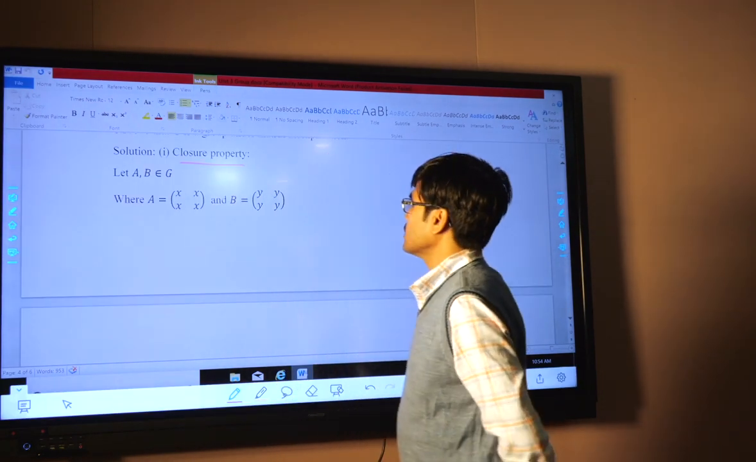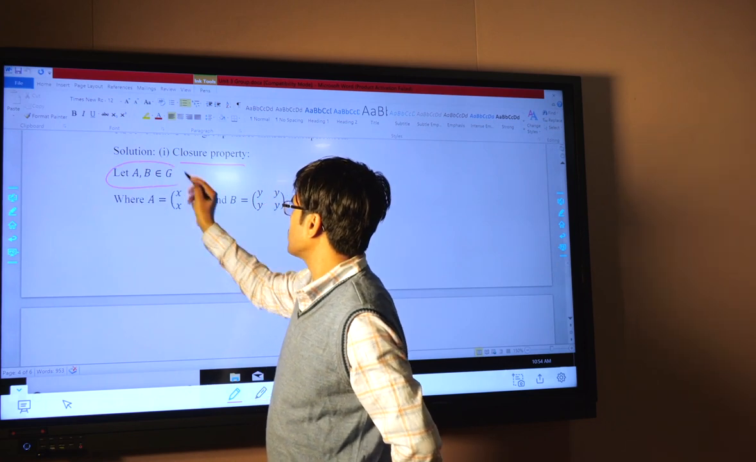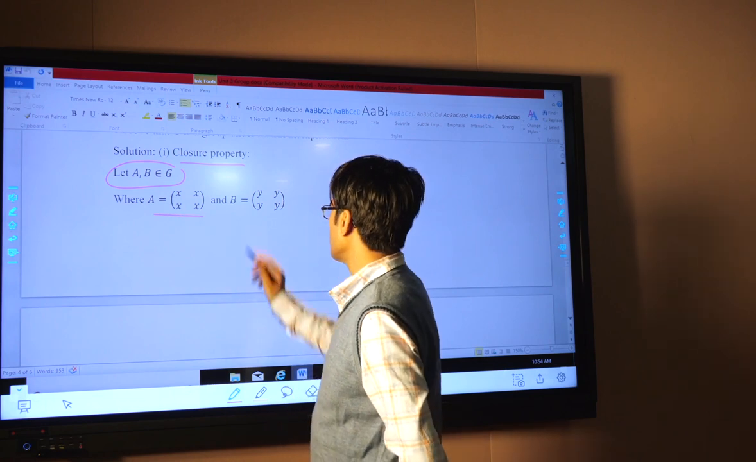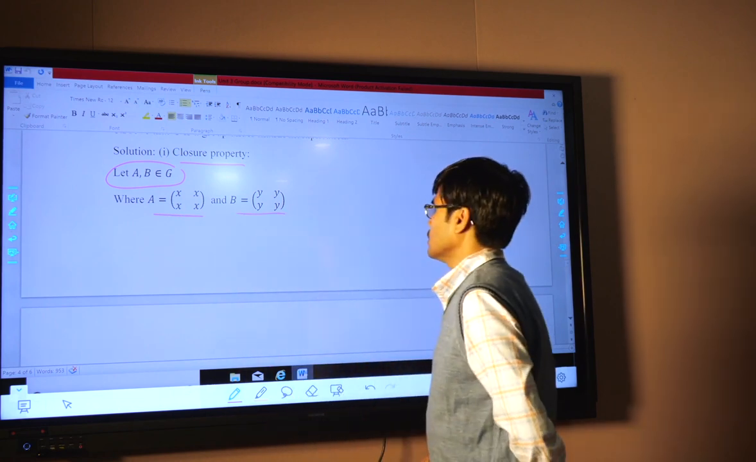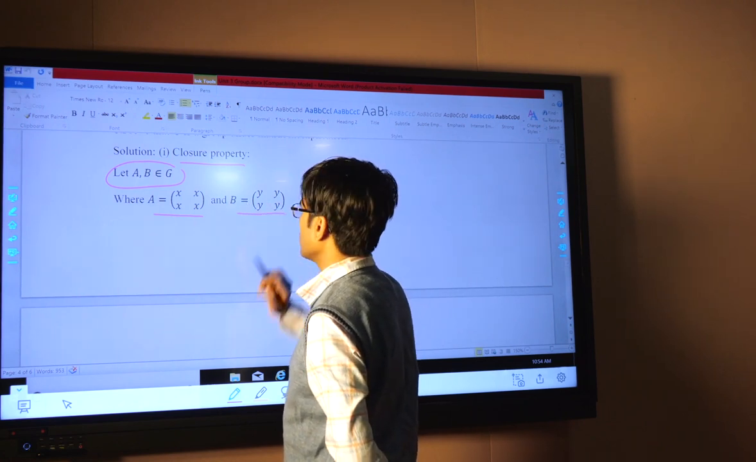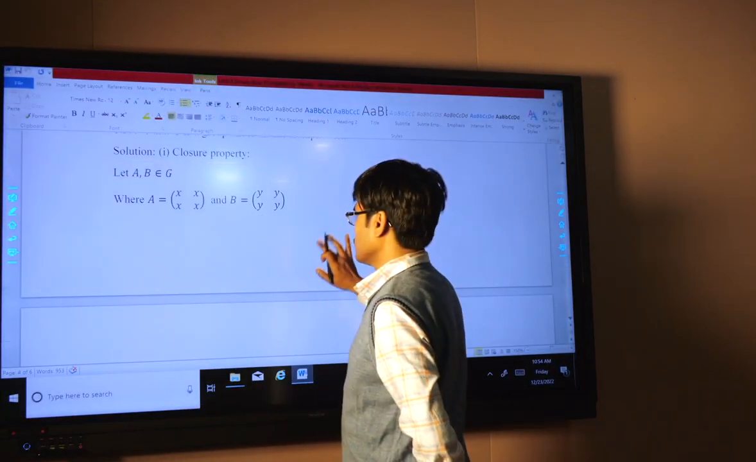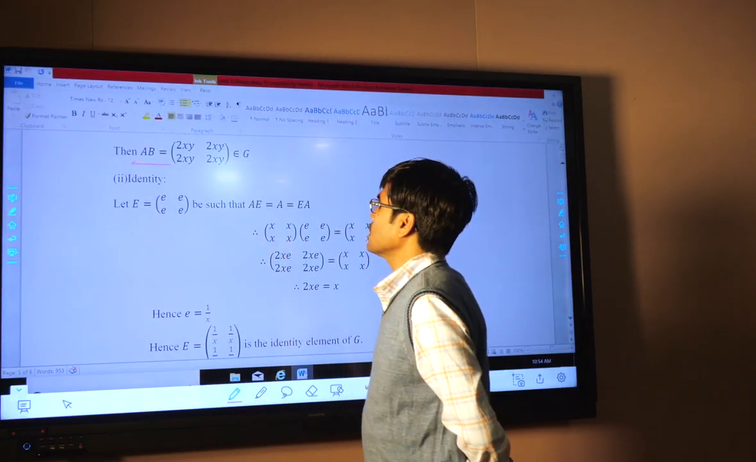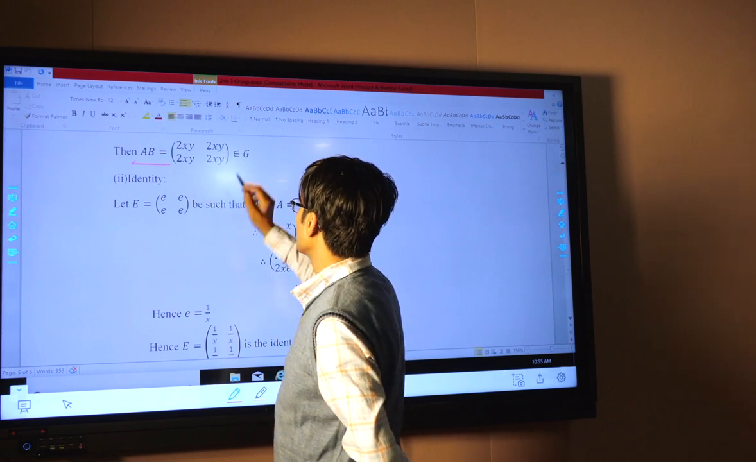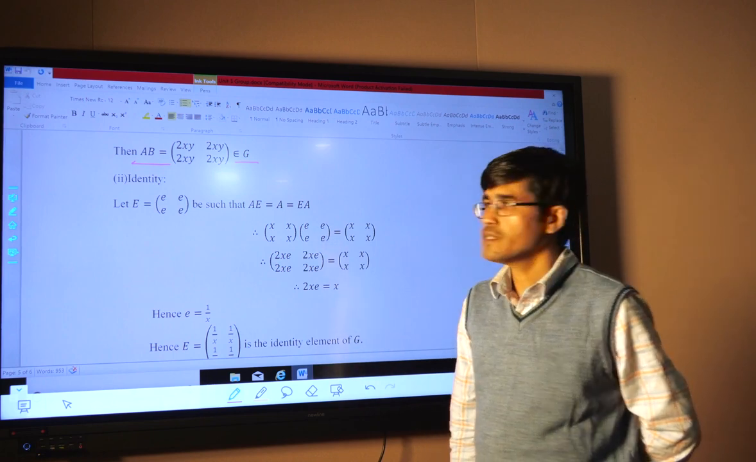First the closure property. We consider any two matrices from the set G, where A is equal to this and B is equal to this. A matrix is x, x, x, x and B is y, y, y, y, a 2 by 2 matrix. After multiplication, we will get AB equal to 2xy, 2xy, 2xy, 2xy. So this belongs to G. Therefore, the closure property is satisfied.